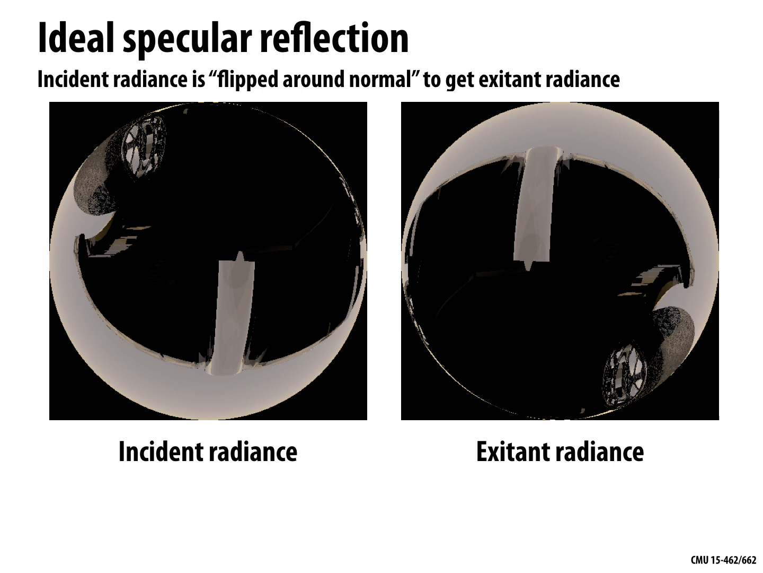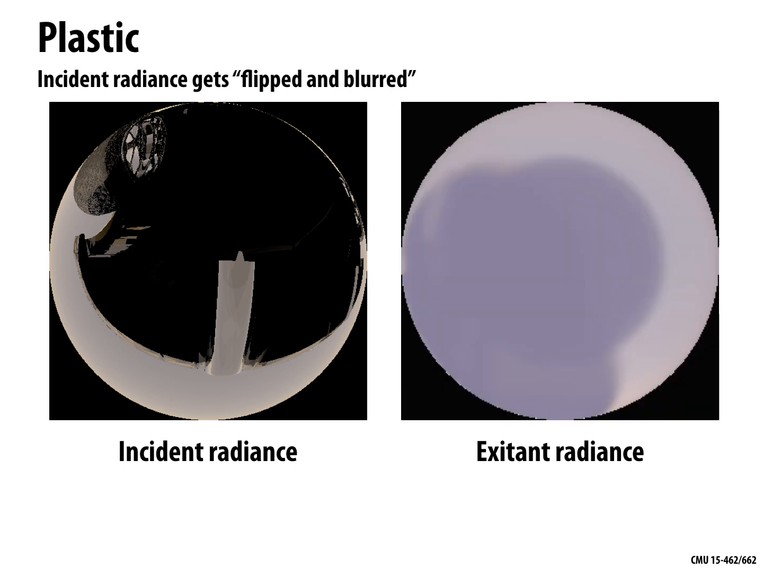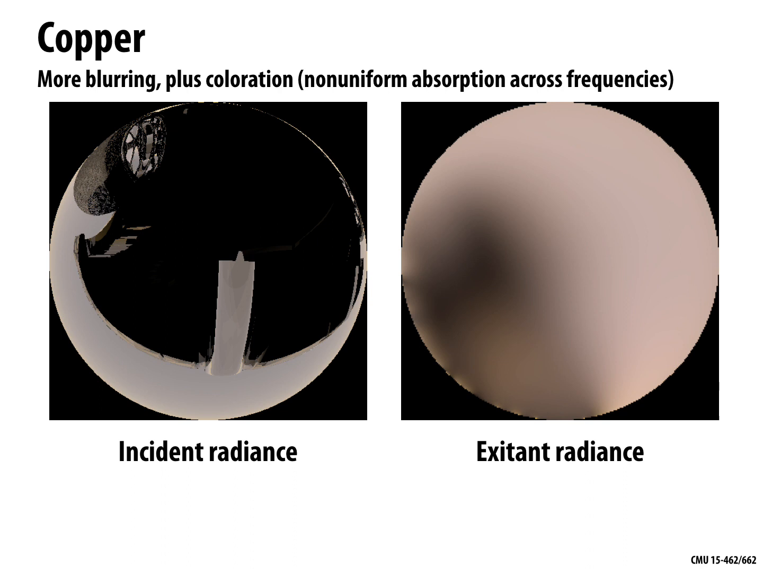If we have a material that's somewhere between ideal specular and ideal diffuse, then this would be the mental model. The incoming radiance gets blurred out a little bit, it gets flipped, and it gets sent back out again. If we have something that has some color to it, it might look like this. It comes in, it gets flipped around, it gets blurred, and it gets sent out, but different amounts in different wavelengths.